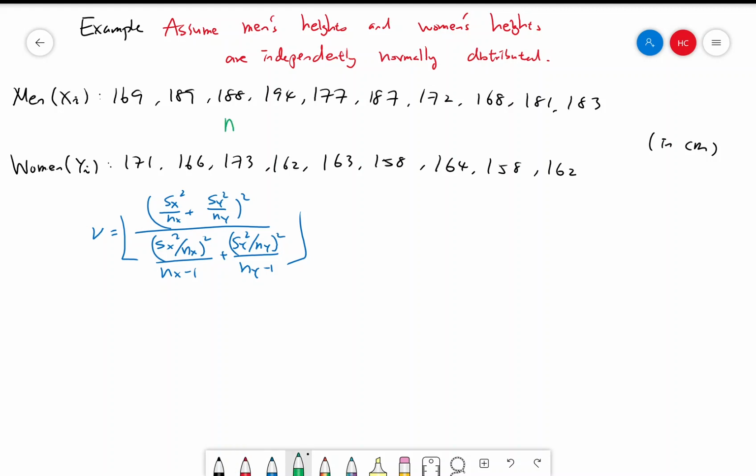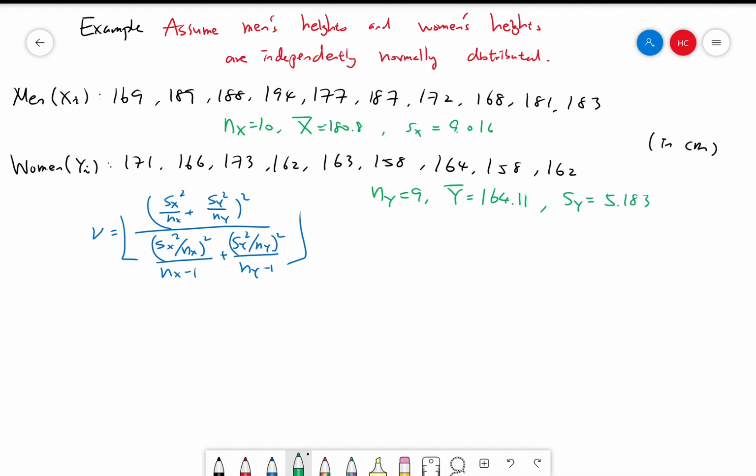So we need certain values before we calculate this degree of freedom. So x has sample size 10. The sample mean, if you use the calculator, is 180.8, and the sample standard deviation is 9.016. For y, the sample size is 9. The sample mean is 164.11, and the sample standard deviation is 5.183.